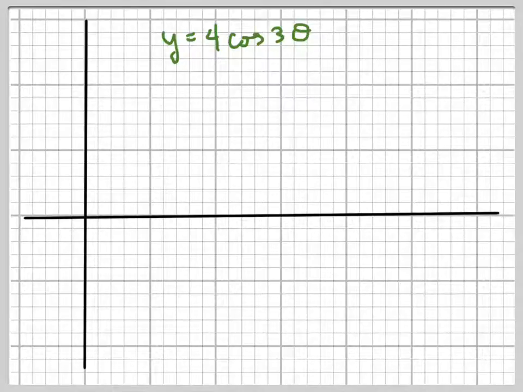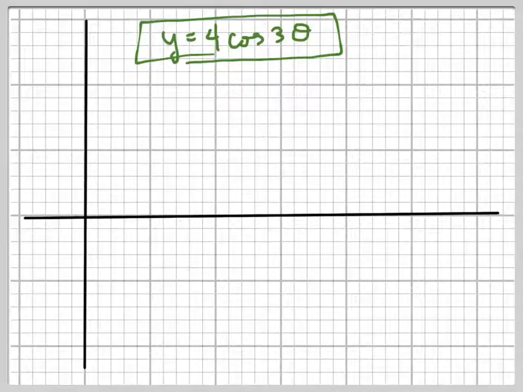Graph this: y equals 4 cosine 3 theta. I'm going to do it in an intelligent way. That is, I'm going to graph this between 0 and 2 pi. So to graph this, I'm going to consider the fact that there's a 3 right here.